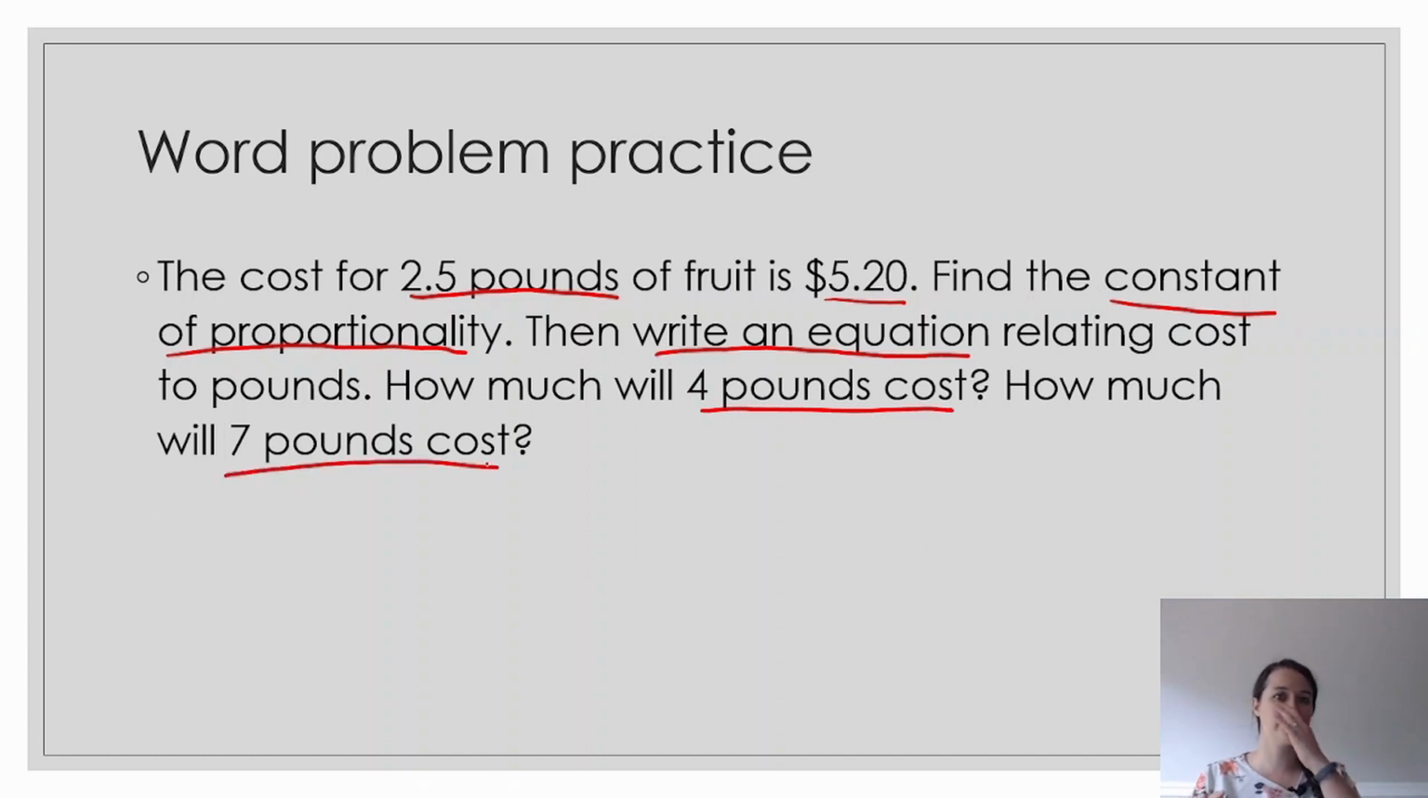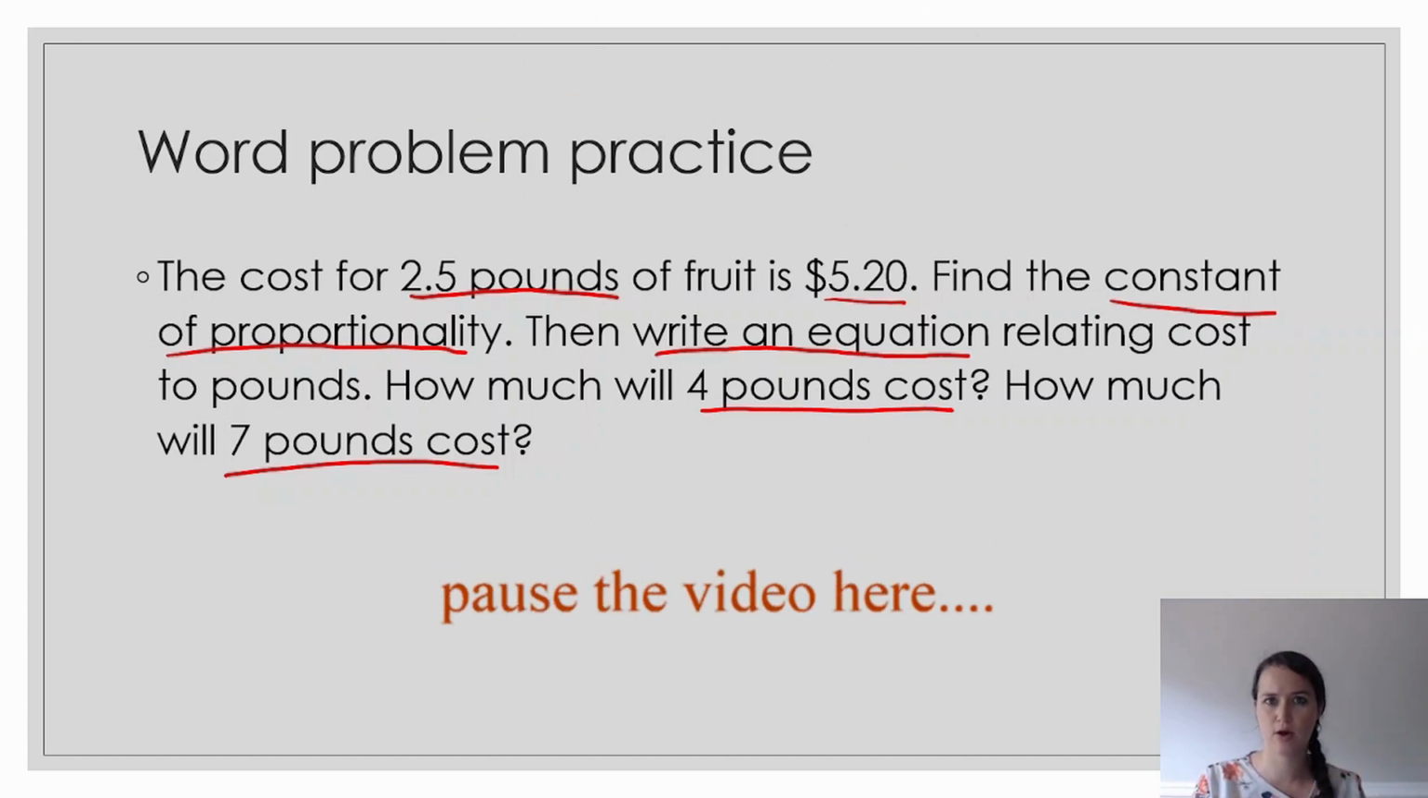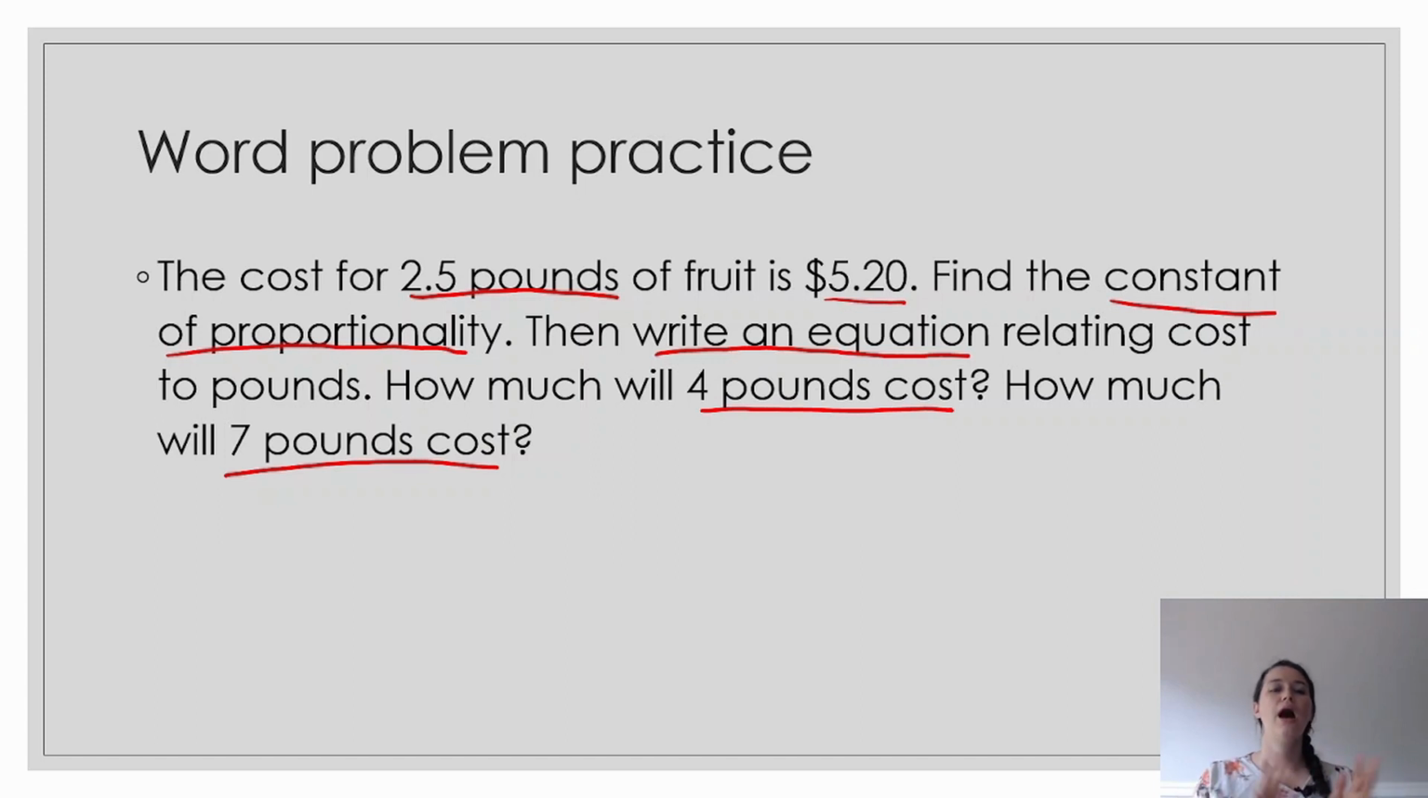Okay, so what I need to find is, if you wanna pause it and go ahead and try it yourself, by all means, please go for it. I'm gonna go ahead and explain it. I'm gonna find first how much 1 pound of fruit costs. That's gonna be my constant of proportionality. That means for every pound of fruit I buy, it's gonna cost me this amount. So I'm looking for cost per pound.